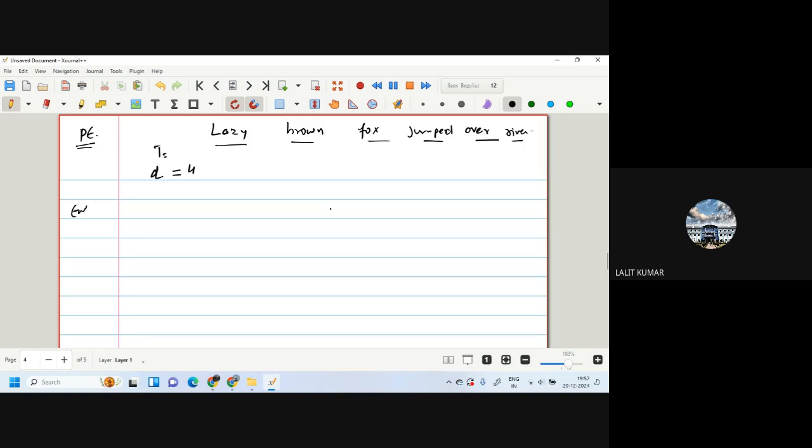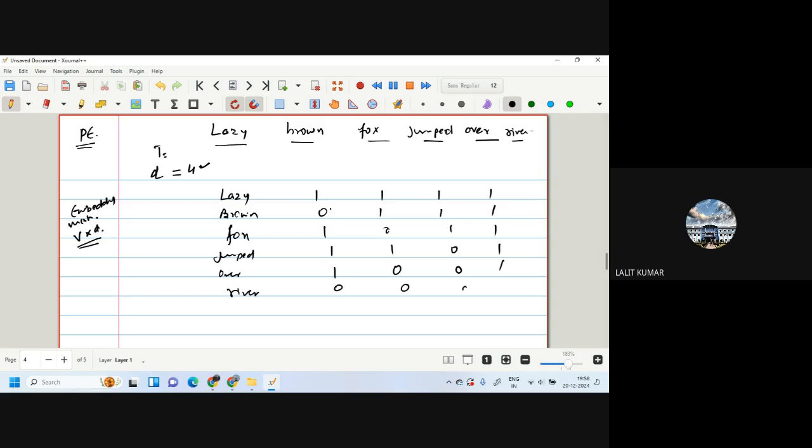First we have the embedding matrix, which is V into D model. And when we do this, we will get lazy. I'm just giving some example, this might not be correct. So this is the initial embedding. Brown will have 0, 1, 1, 1. For example, fox 1, 0, 1, 1, jumped 1, 1, 0, 1, over 1, 0, 0, 1, river 0, 0, 0, 1. So this is the embedding matrix, which we call X.